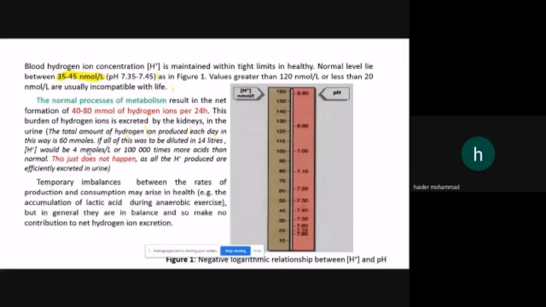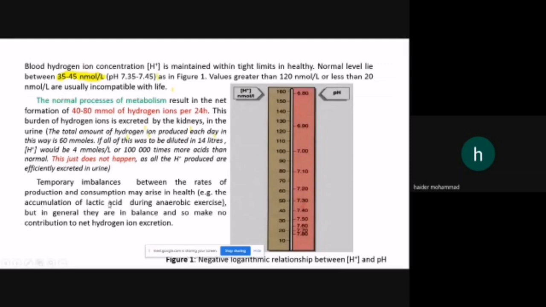Okay, so we have a limit for the hydrogen ion in the extracellular fluid. It must be within limits to get the optimum pH for the optimum function of other parameters like hormones or enzymes. But in a healthy case, sometimes there are temporary imbalances, only temporary, between the rate of production and consumption. This may arise in healthy people.